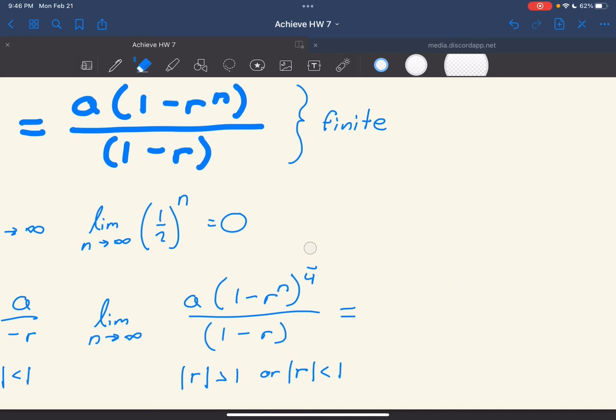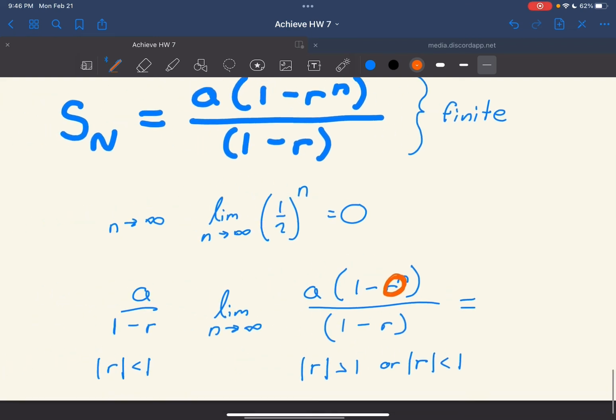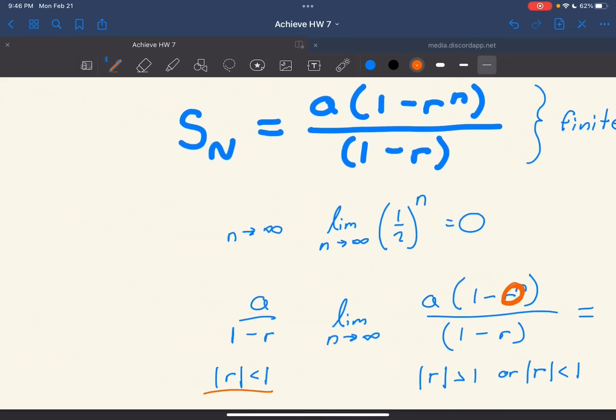So what do we do here? Well, this whole thing, and I'll write it in another color, this thing is going to be 0 when, keep in mind, r is less than 1, okay? So now we're going to have 1 minus 0. 1 times a is just a, and we're going to keep the same thing: a over 1 minus r. And I believe that's pretty much it.